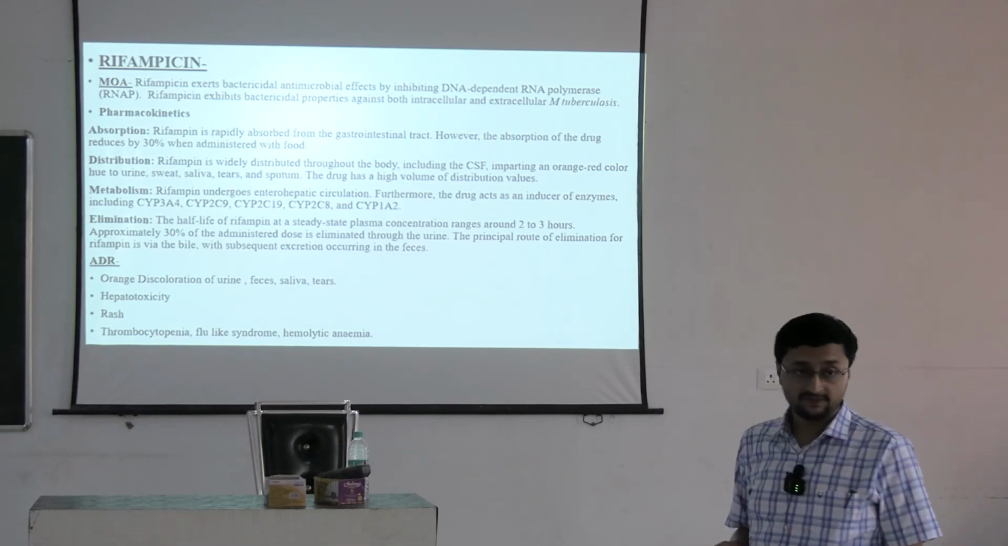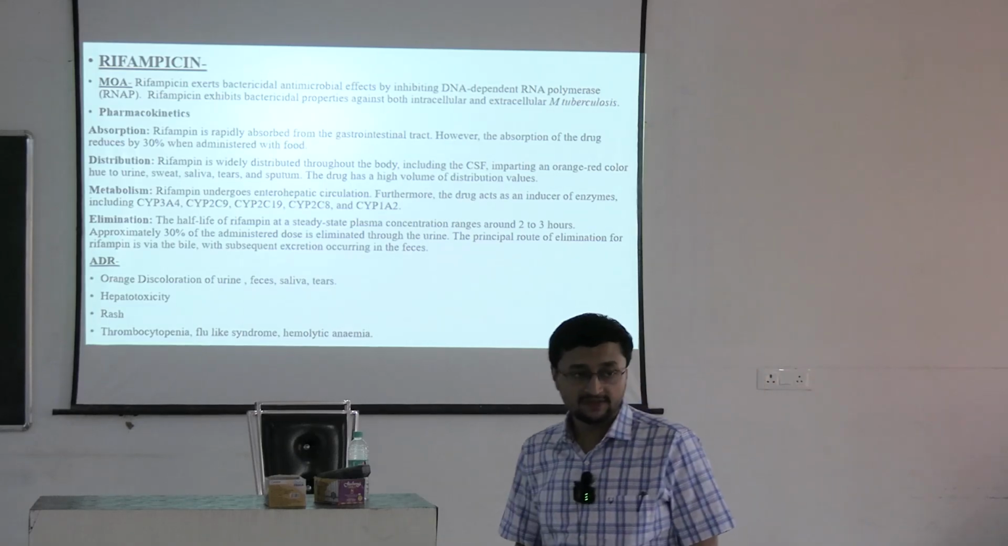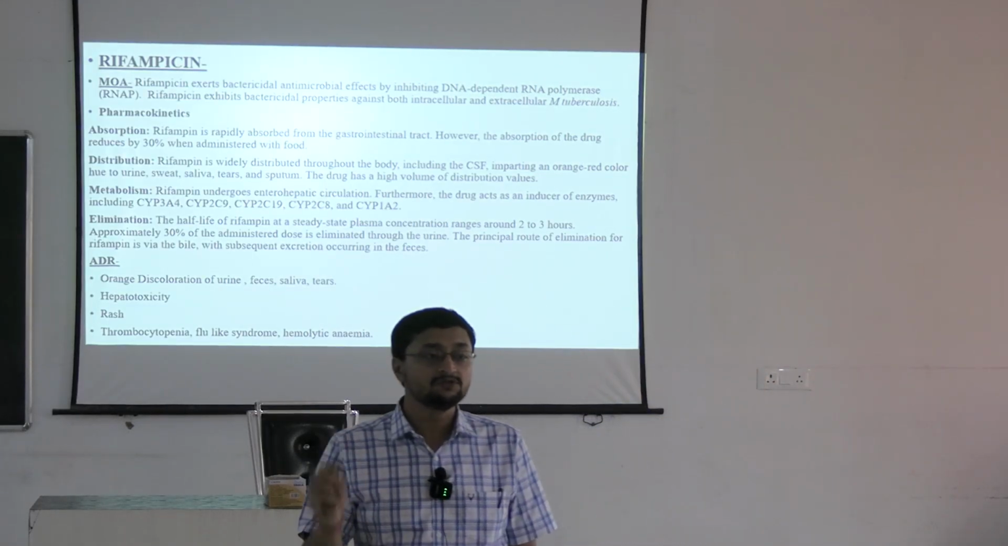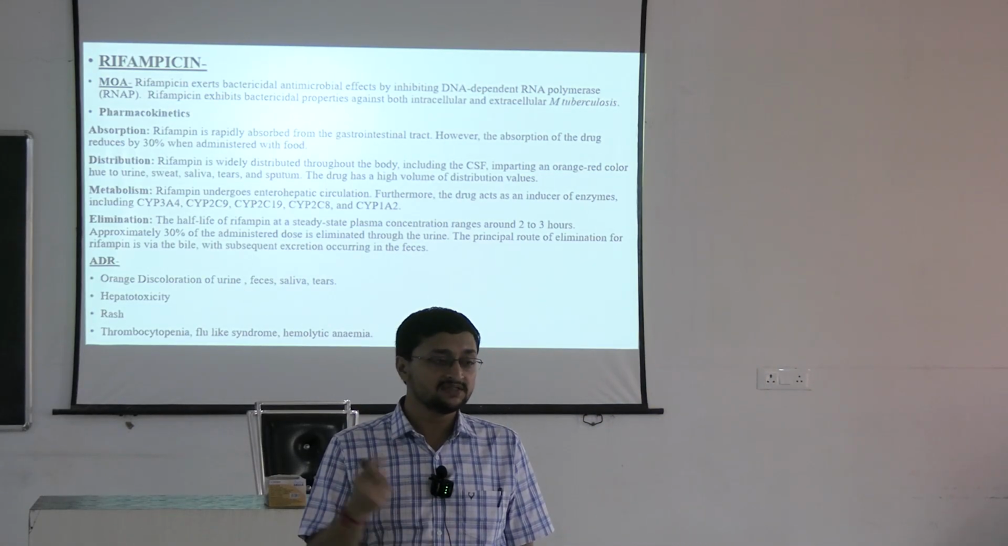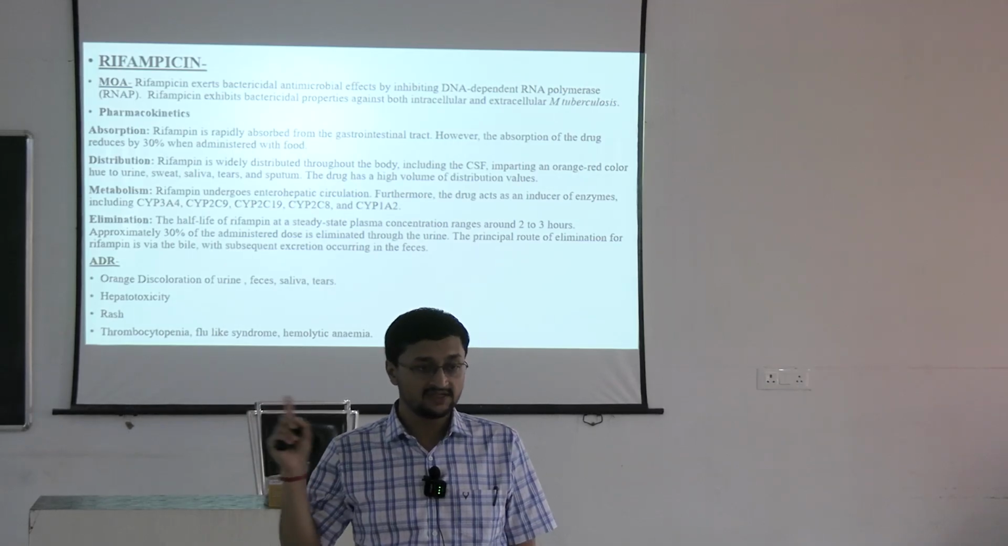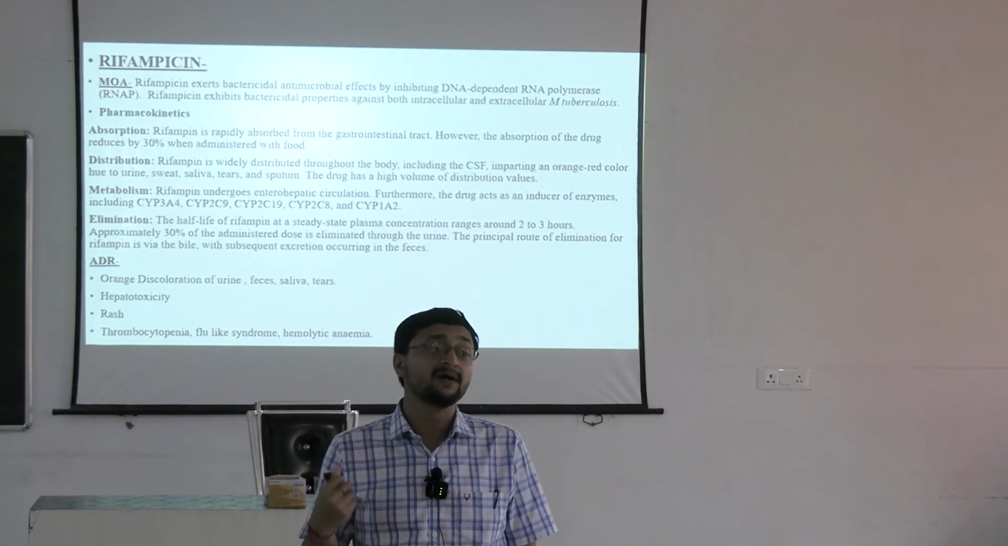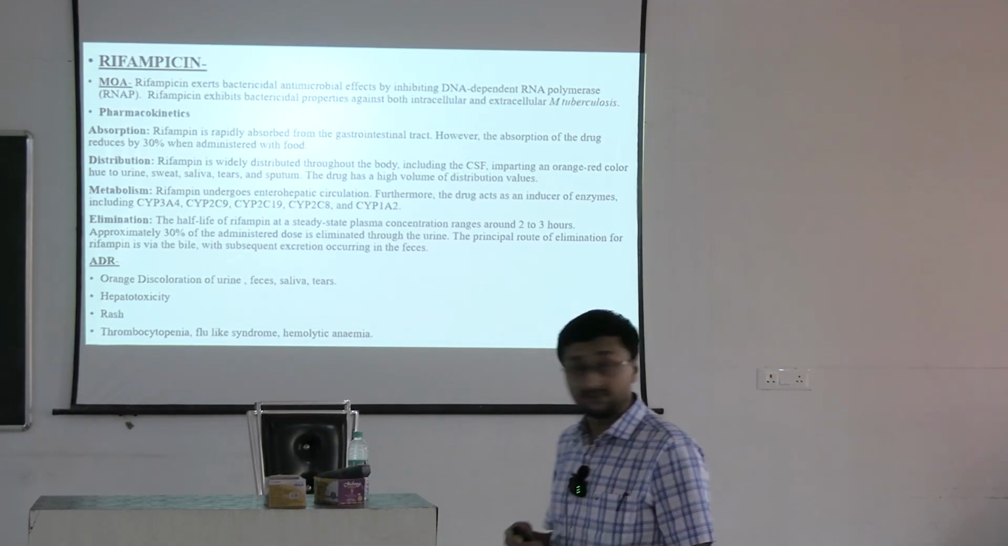And hemolytic anemia. So there are two types of anemia that are caused by anti-tubercular drug therapy. One is hemolytic anemia that is caused by rifampicin, another one is sideroblastic anemia that is caused by pyrazinamide. This is also an MCQ.